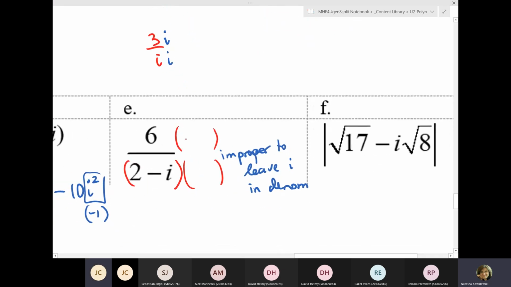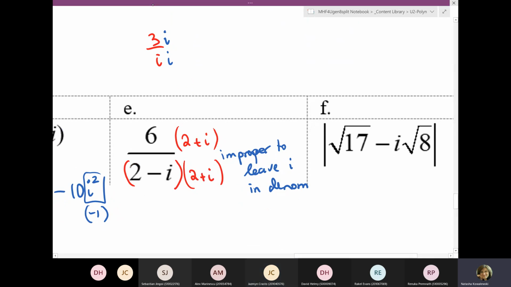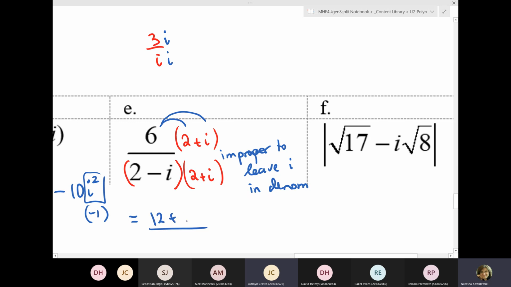Is it 2 plus i? Very good. So 2 plus i, both top and bottom, so we're not changing the question. And then we're going to just do distribution. So on the top, you will get what? You'll get 12 plus 6i.